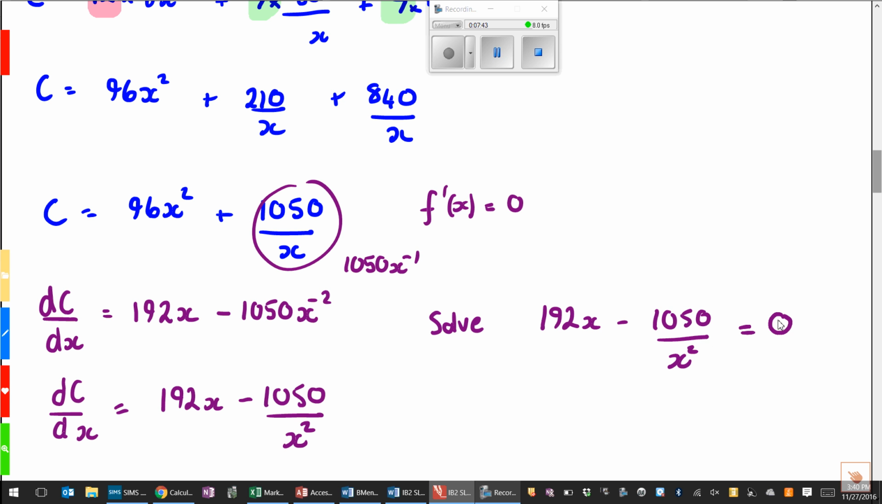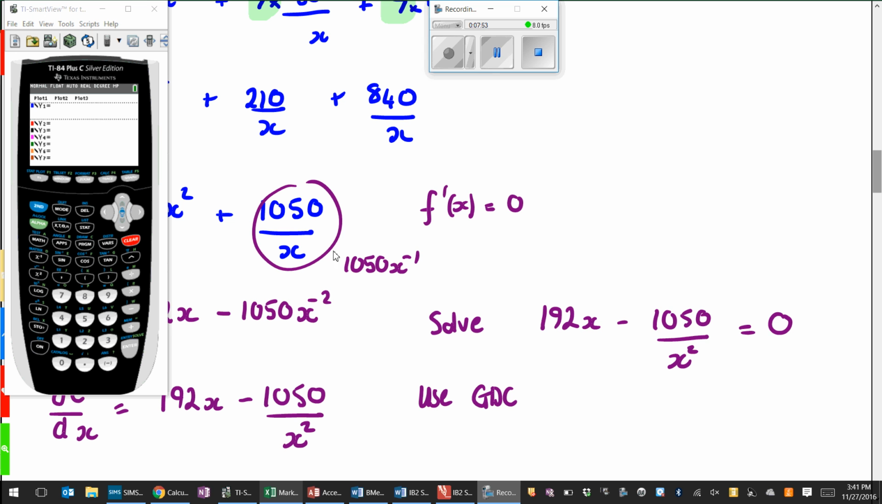So in this case, we are going to use our calculator. So I have my calculator here. I'm going to put my function in. So I've got 192x minus 1050 x to the power of minus 2. I can do it this way. If I want to graph that, see what it looks like.